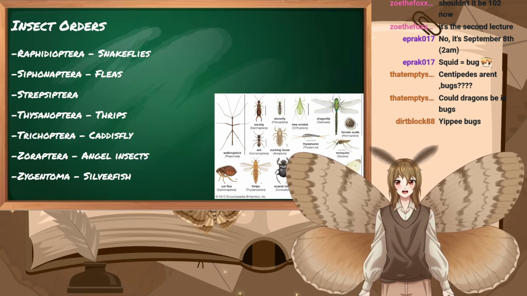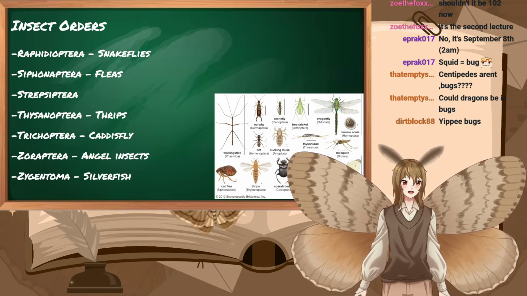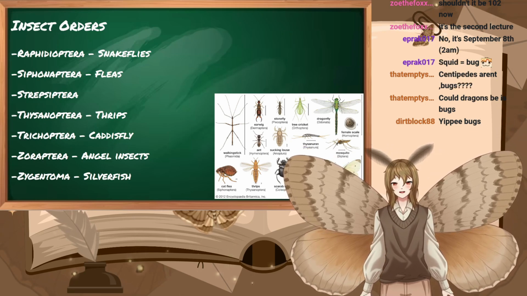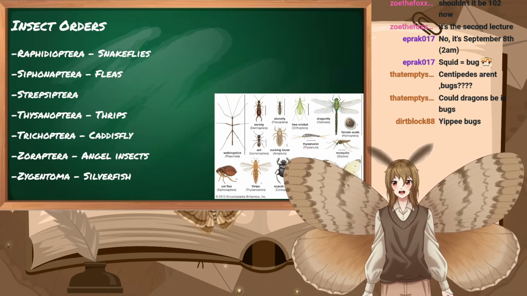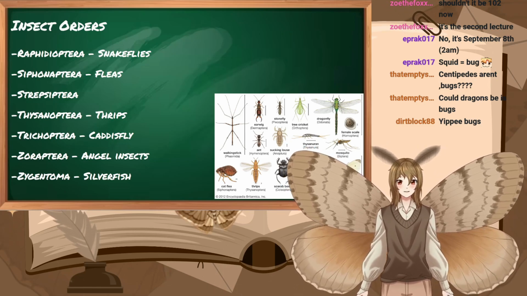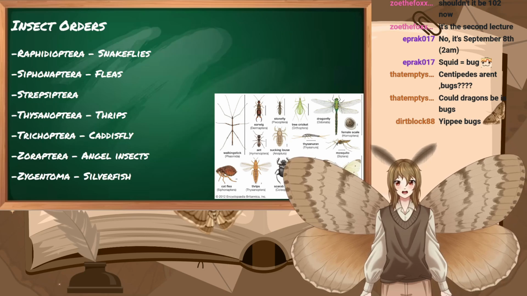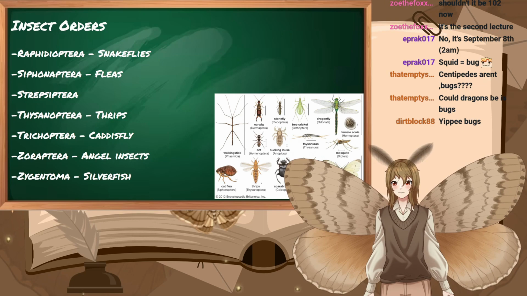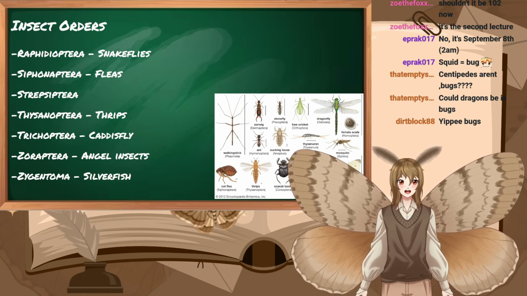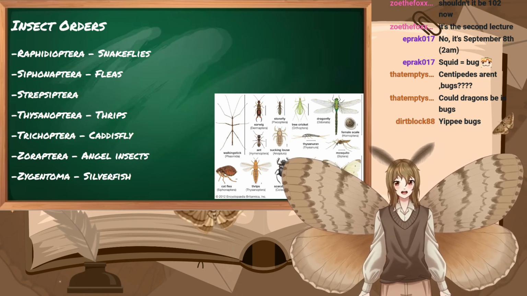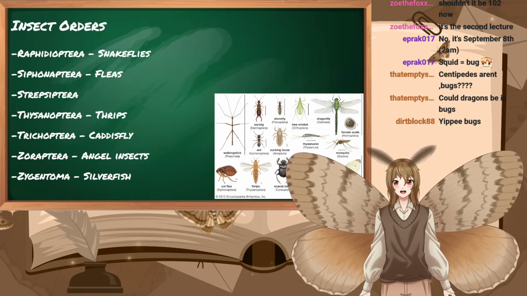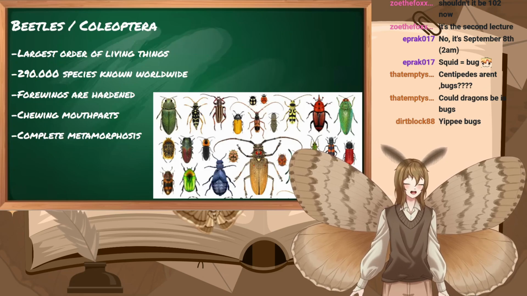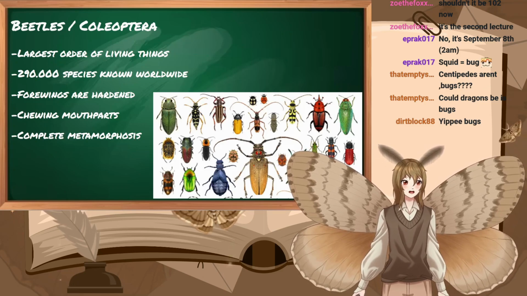Raphidioptera are snakeflies. Siphonaptera are fleas. Now, Strepsiptera doesn't have an actual common name. It is not a very big order, so it's not very well known to the public, and they haven't really come up with a common name. Thysanoptera are thrips. Trichoptera are caddisflies. Zoraptera are angel insects, which is a very cool name to have as an insect, I'll be honest. Zygentoma are silverfish. Now, let's get into the biggest ones, which would be around 7.